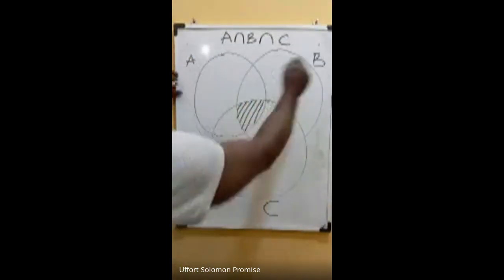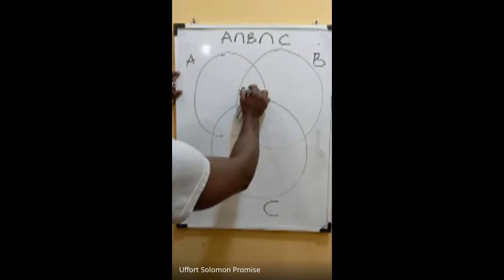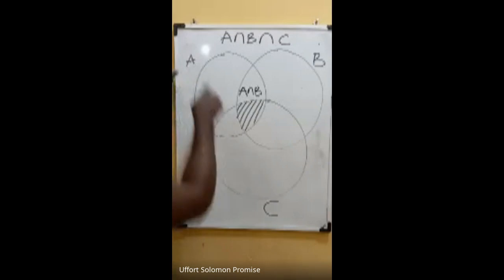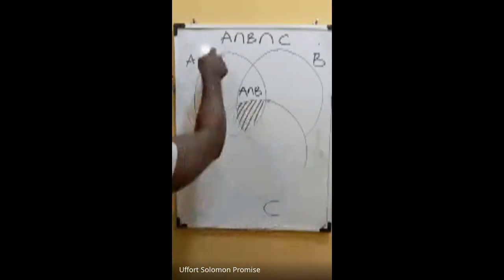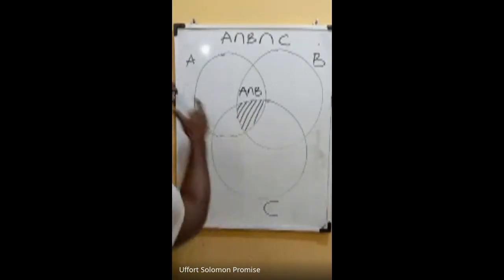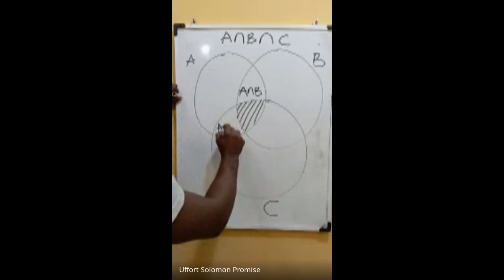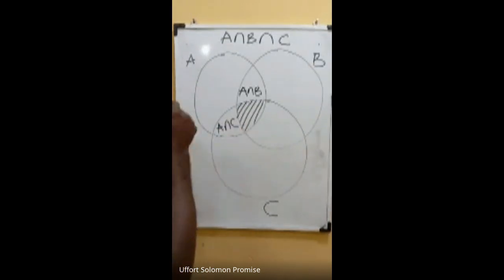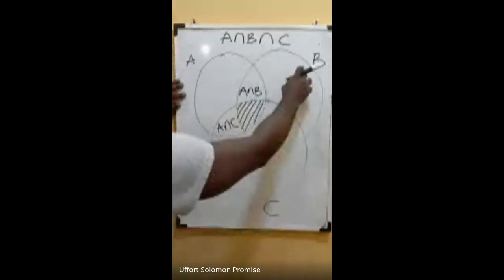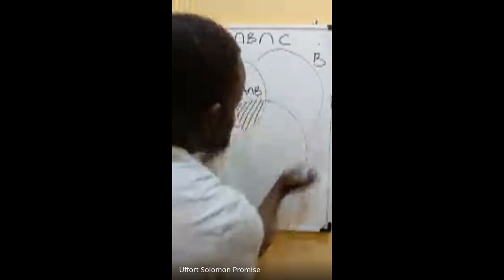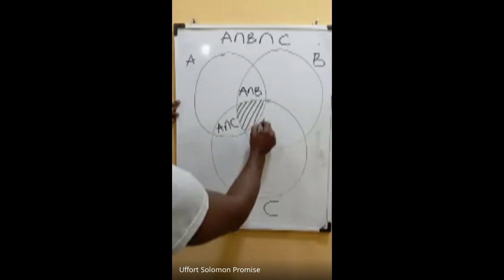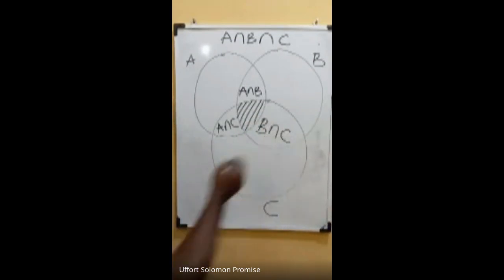This is the point where A intersects with B. If you look at A and C, this is circle C, just like we have circle A here. This is the point where A intersects with C. So this is A intersection C. This is circle B, this is circle C. This is the point where they intersect, B and C. So we can say here B intersection C.